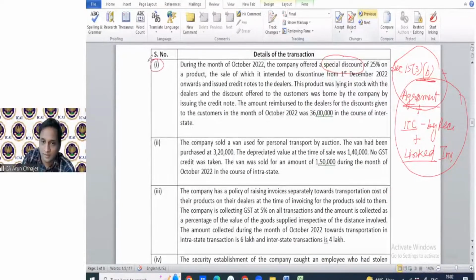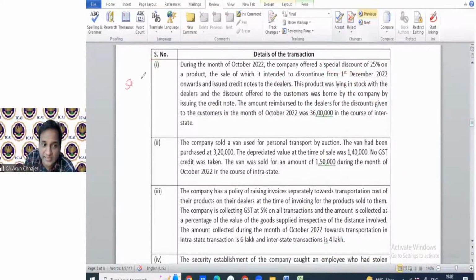So I will again write the note in the working note, and also I will not reduce my tax liability. What is my tax liability? 54 lakh CGST, 54 lakh SGST, and 72 lakh as IGST, correct? Here, if this is a GST credit note, and all the conditions of 15(3)(b) are satisfied, then whatever the supply, whatever the value is, I will reduce my tax liability.